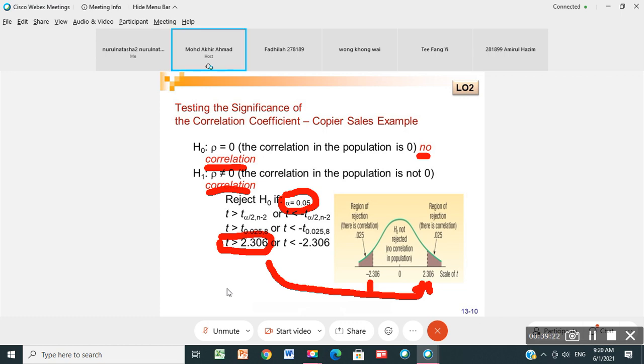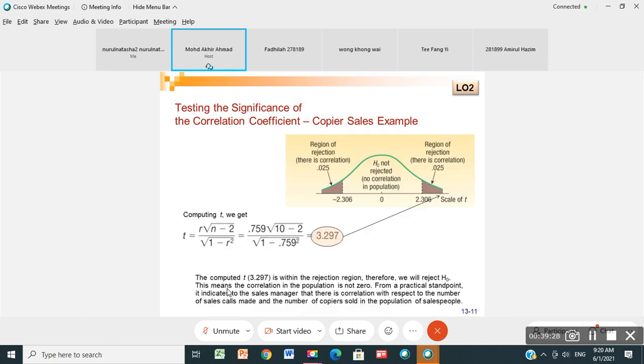So the next step, we need to calculate the t value using the formula. t equals r, which we got just now, 0.759, times square root of 10 minus 2, divided by square root of 1 minus 0.759 squared. Then we get the t value 3.297. That means somewhere in this area. So what is the decision? Can we ask Nur Sufi Najwa?